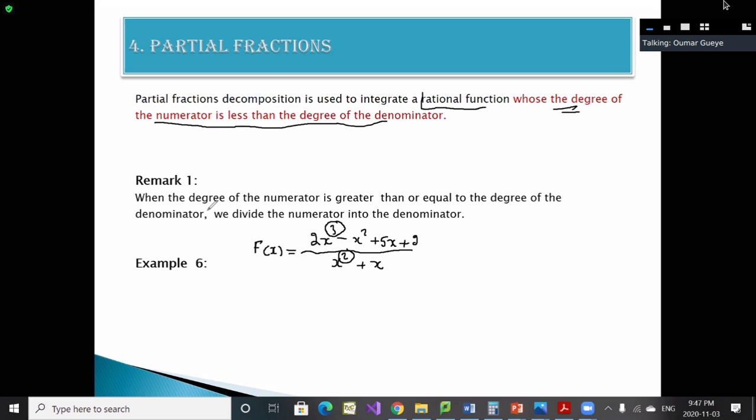And as the remark says, when the second condition is unsatisfied, you have to use long division in order to get it satisfied. And the long division is going to be dividing the numerator by the denominator. You divide it using the same process as when you divide real numbers. It's the same process. So I'm going to show you how to divide. You have here the numerator, which is equal to 2x cubed minus x squared plus 5x plus 2.